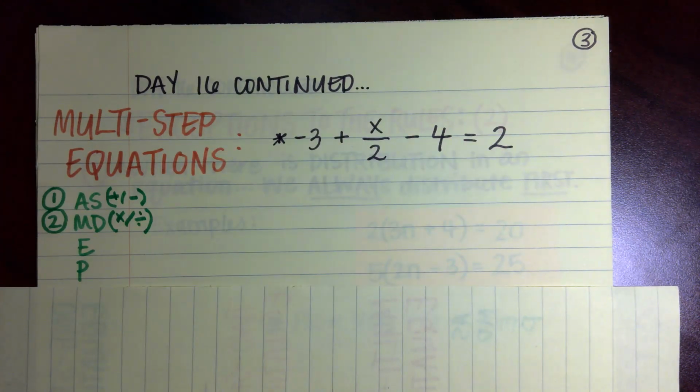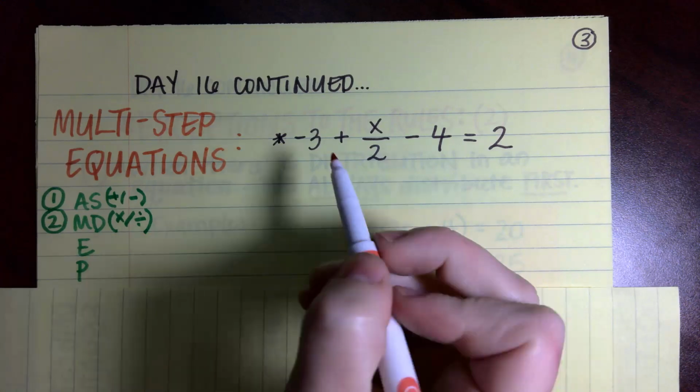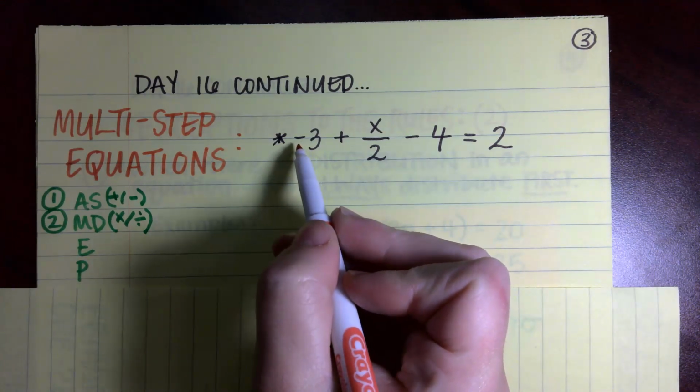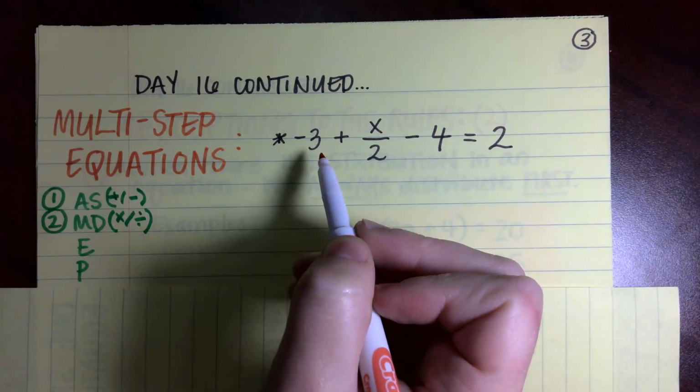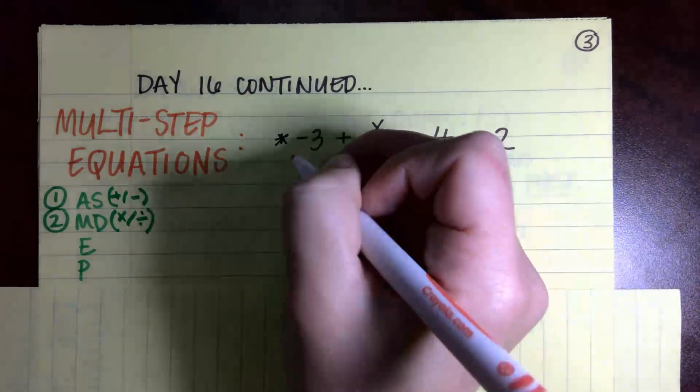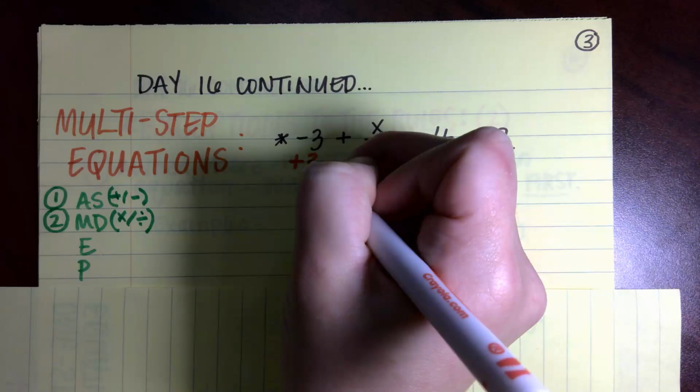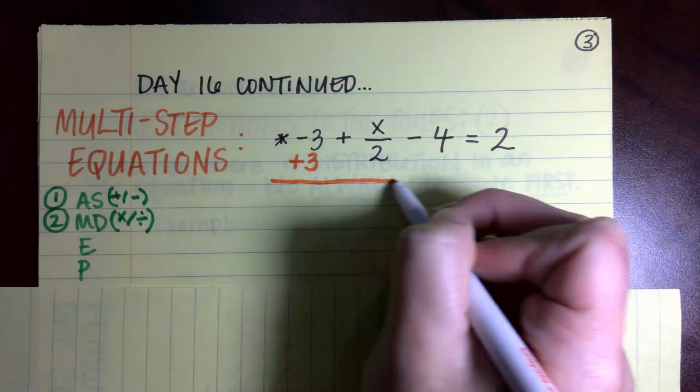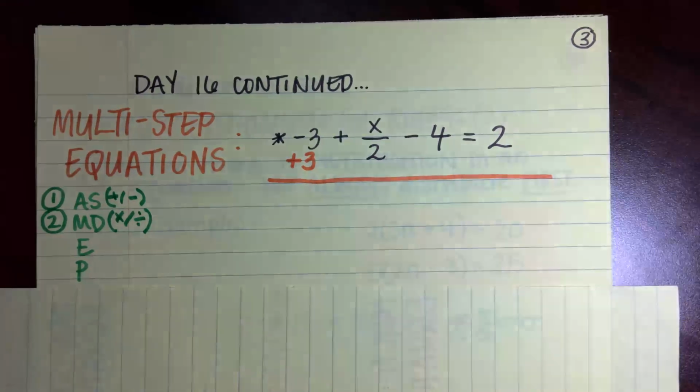Let's get rid of that -3 first. So if I have a -3 here, what should I do to get rid of it? Yes, +3. Perfect. All right. Now, where else do I need to write +3?